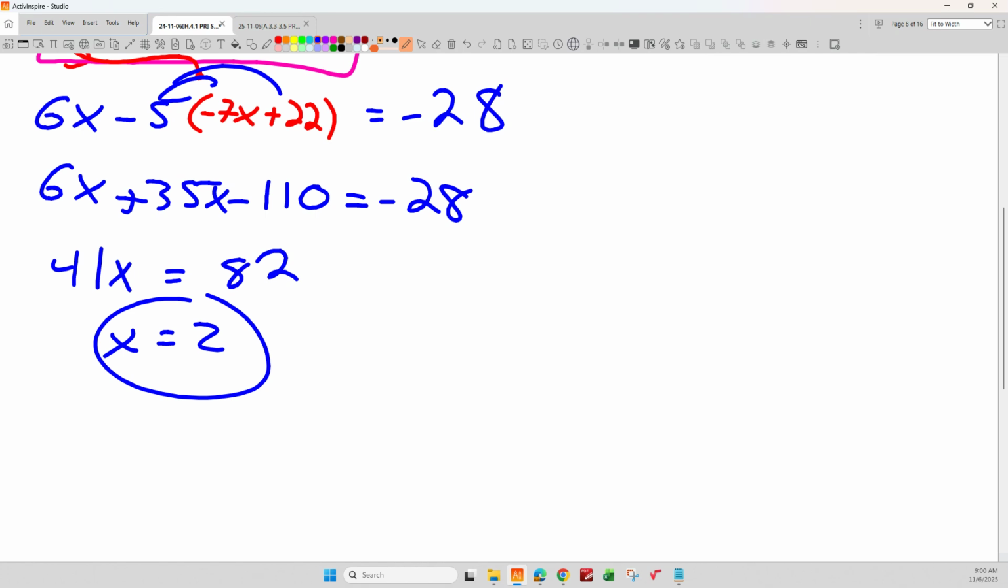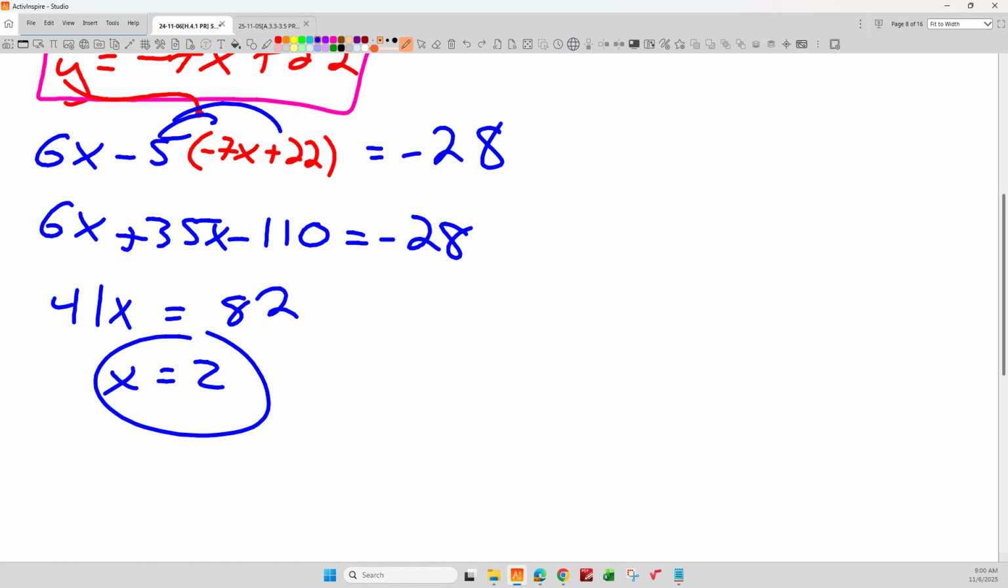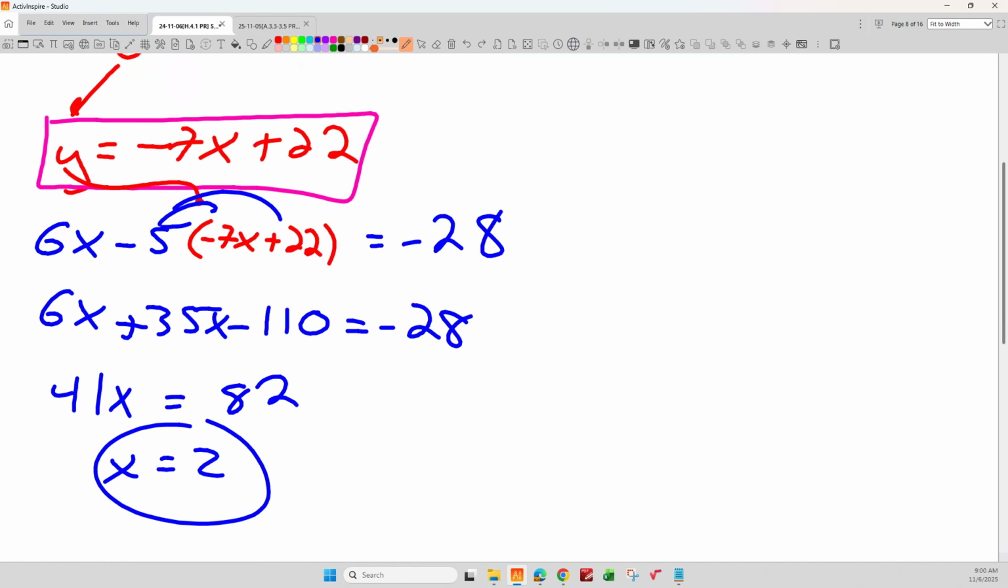Halfway there, right? I got the x coordinate of the point of intersection, but now I need the y coordinate, the other part of the ordered pair. Where do I go? The box. See, now I go right back to the box. How easy is that? There we go.